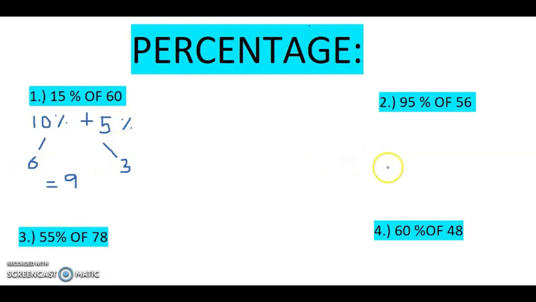So let's look at number 2. 95% of 56. So 100% minus 5%. 100 minus 5 is 95%. 100% is 56. And 5% is 2.8. So 56 minus 2.8 is 53.2.